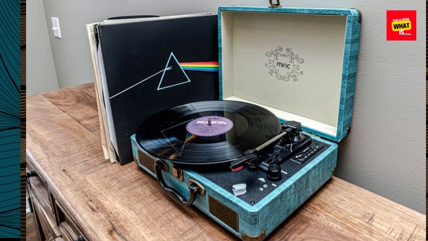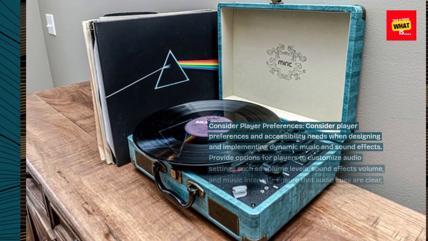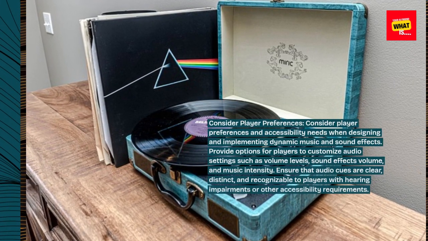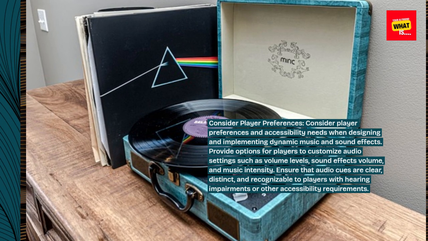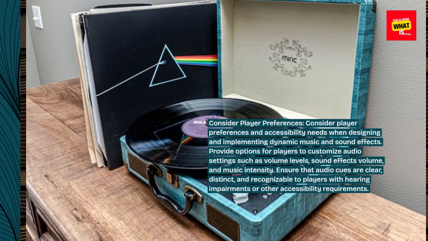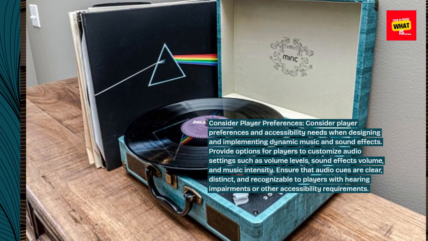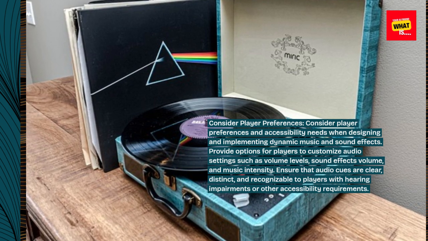Consider player preferences. Consider player preferences and accessibility needs when designing and implementing dynamic music and sound effects. Provide options for players to customize audio settings such as volume levels, sound effects volume, and music intensity. Ensure that audio cues are clear, distinct, and recognizable to players with hearing impairments or other accessibility requirements.